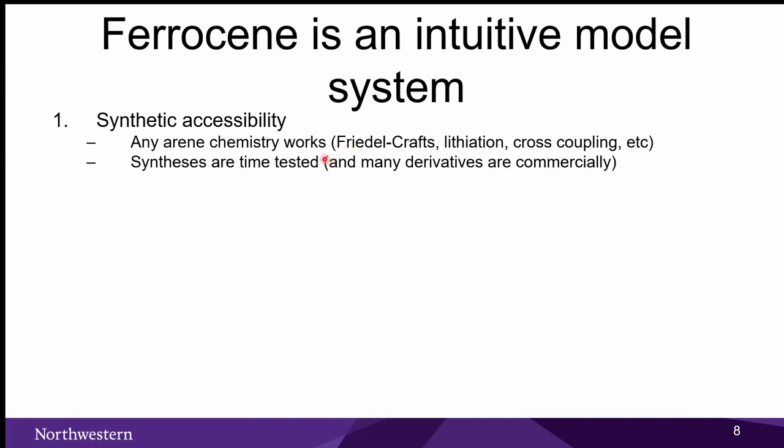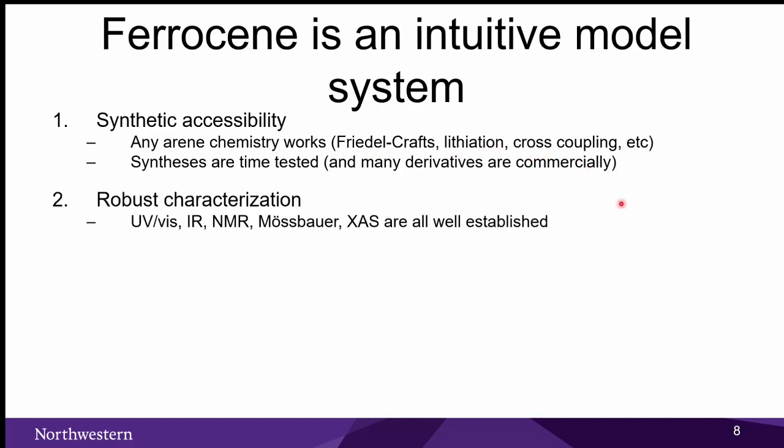And because ferrocene has been studied for so long, pretty much any derivative you want to make has been made at some point, and there's a good synthesis that has been reported in the literature for it. And even more conveniently, a lot of these derivatives or useful synthons are available commercially. Additionally, because there's so many of these different compounds in the literature, any data that you collect, like UV-Vis, IR, NMR, whatever, you can place that in context of other compounds already described in the literature.